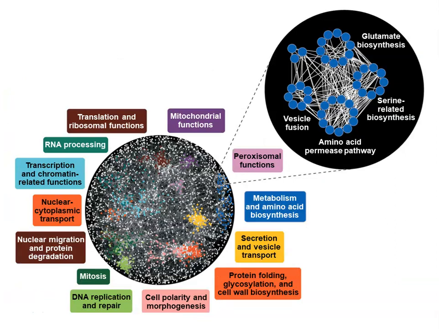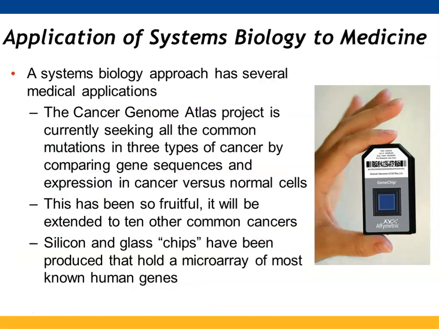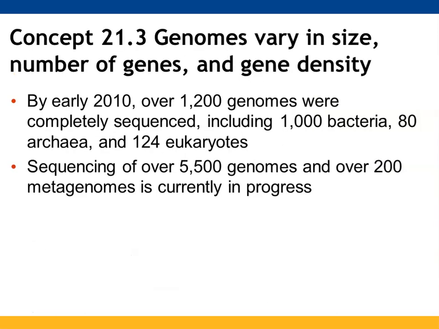There you can kind of see some of the mutations and how they were able to see how they interacted with the yeast. So how can we use this with medicine? The Cancer Genome Atlas Project is looking at common mutations in three types of cancer by comparing gene sequences and how they are expressed in normal cells versus cancerous cells. And it's going to be extended to 10 other common cancers. And we have these gene chips that are able to hold most human genes.